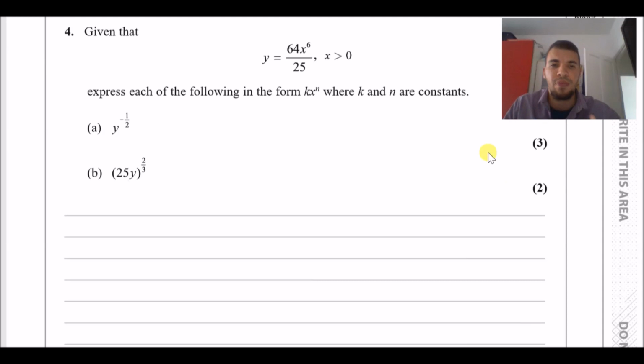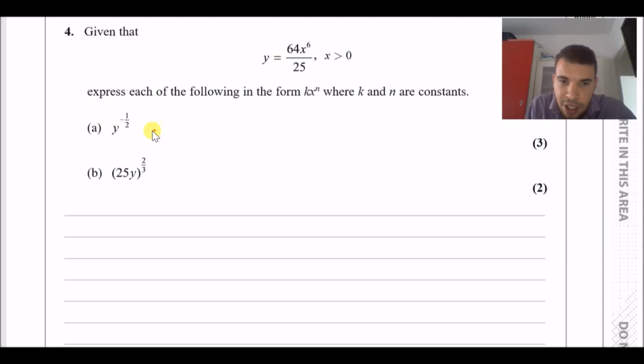So what do we have here? Given that y equals this fraction where x is strictly positive, express each of the following in the form kx to the power n, where k and n are constants. All right, so they want us to express it in this form, y to the power minus half. Now all this is saying, you have an expression for y. What happens if you put a power of minus half on it?